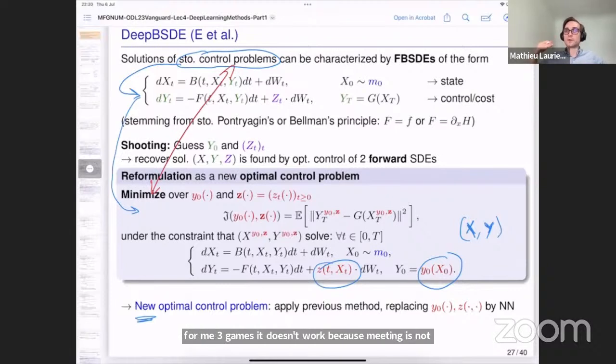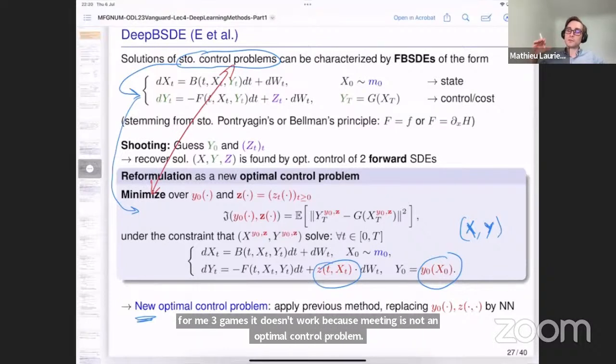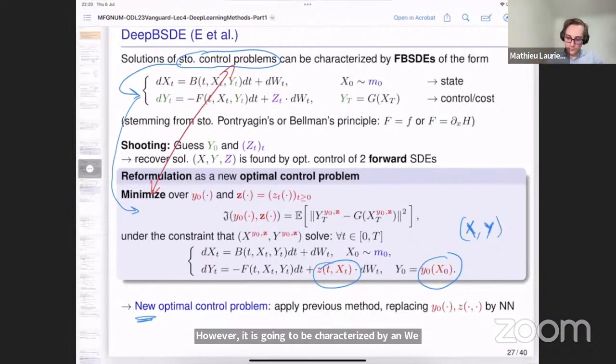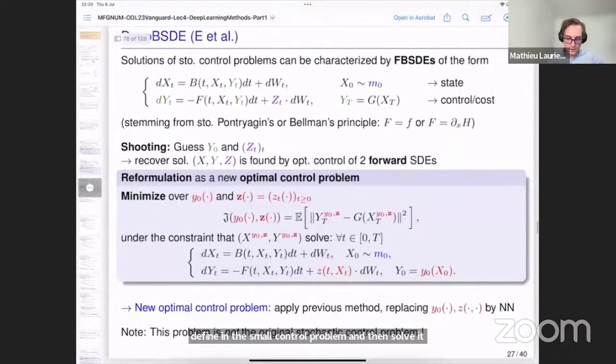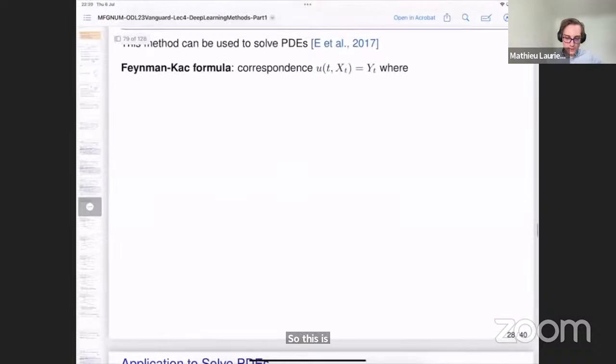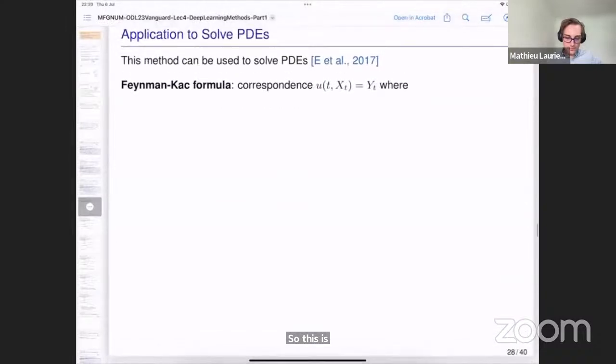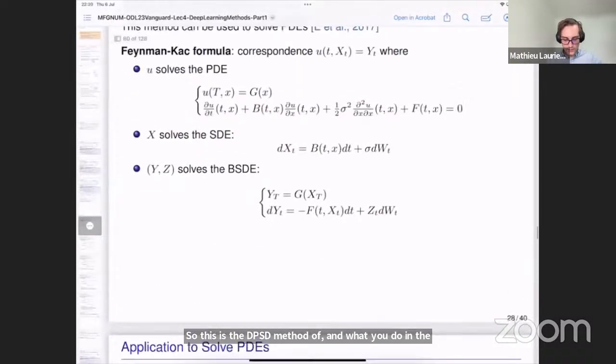However, it is going to be characterized by an FBSDE. So from the FBSDE, we can define an optimal control problem and then solve it. So this is the DBSDE method of Weinan E and co-authors. And there is an application to solve PDEs.